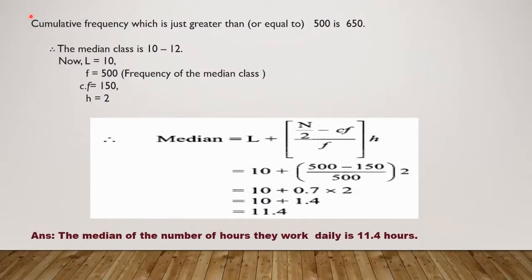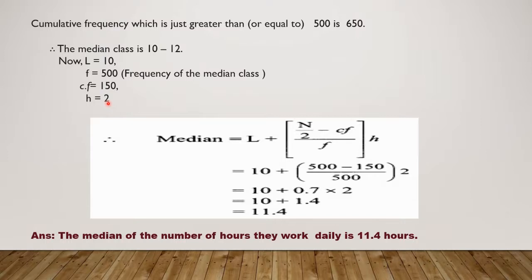The cumulative frequency just greater than 500 is 650. Therefore, the median class is 10 to 12. Now, L is the lower limit of the median class, that is 10, F is the frequency of the median class, that is 500, the cumulative frequency CF is 150, and H is the class interval, that is 2.